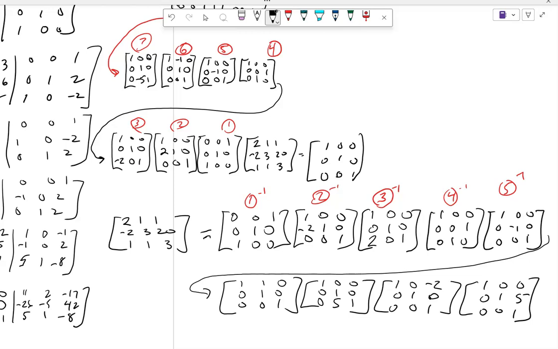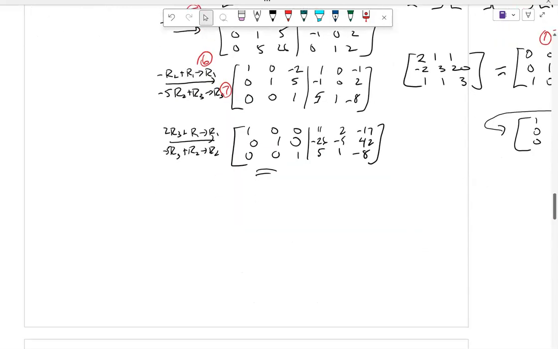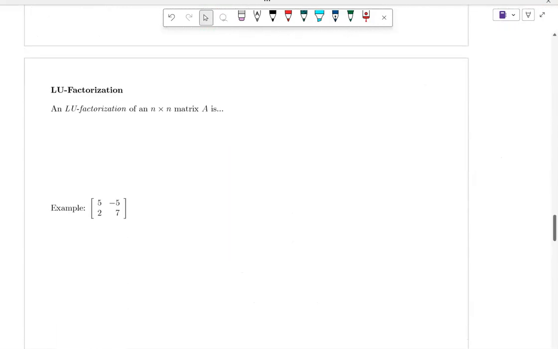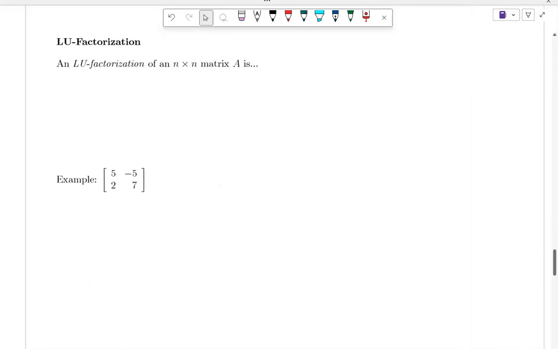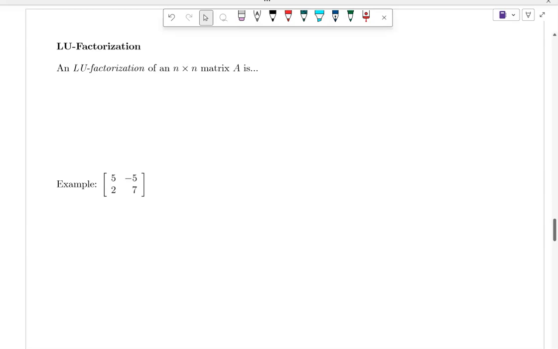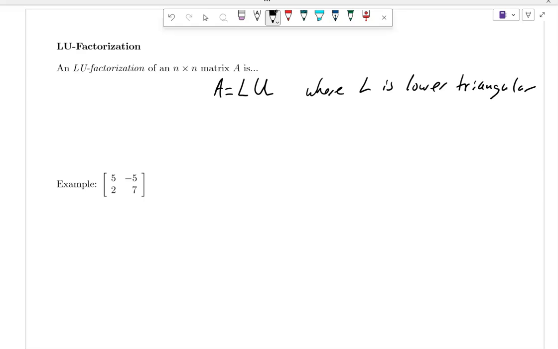All right. So how do we do a practical use of this? Because this seems like it was pointless, right? This has applications to solving systems of equations a little bit more efficiently. And we do this with what we refer to as an LU decomposition, or a factorization, whichever way you want to call it. So what do we mean by an LU factorization? The idea is that we write the matrix A as L times U, where L is lower triangular and U is upper triangular.